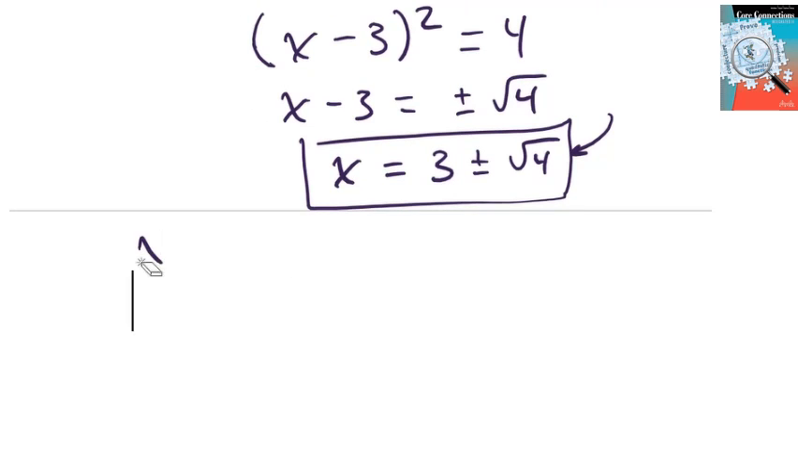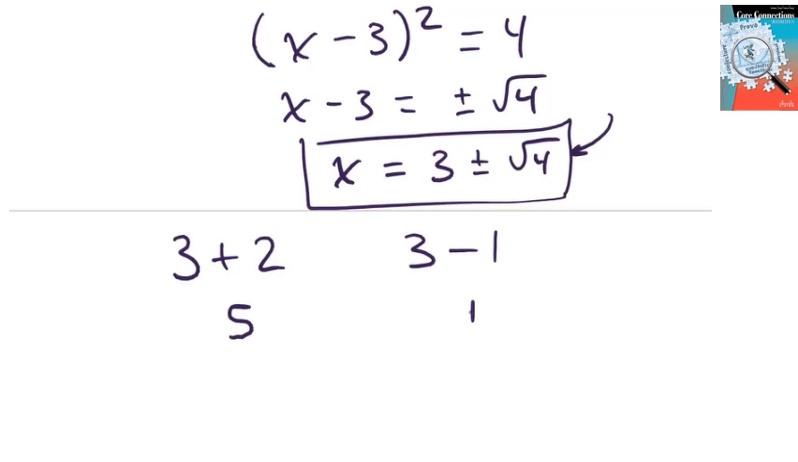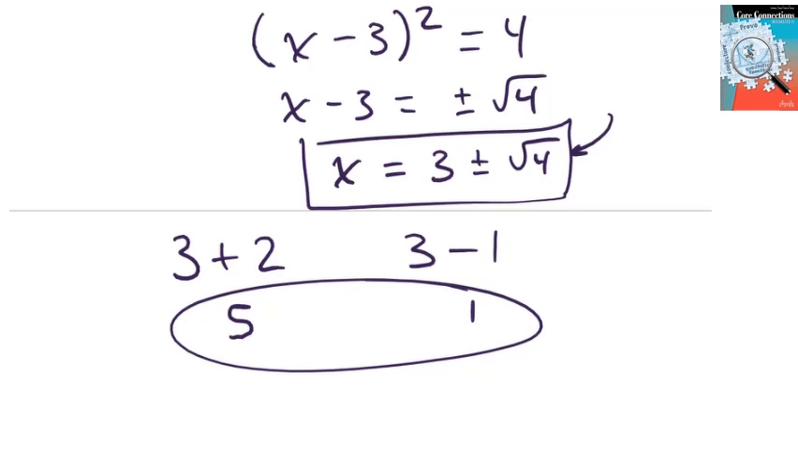So the values of x that work are 3 plus the square root of 4, which is 5. And the other one is 3 minus the square root of 4, which is 1. So my answers are 5 and positive 1 in this case. So those are my answers. x could be 5 or x could be positive 1.